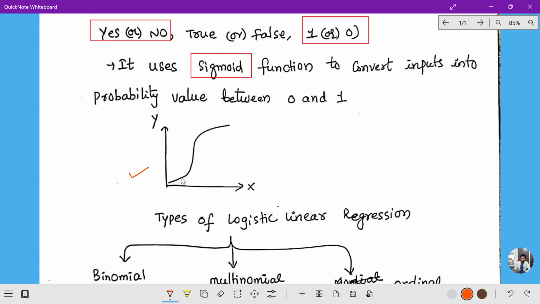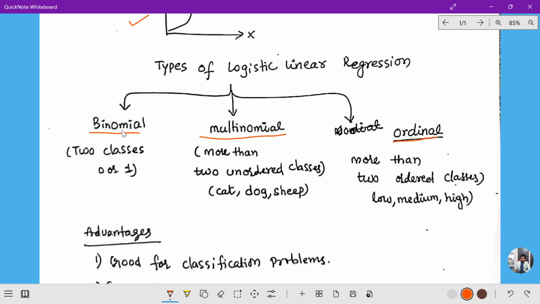There are three types of logistic regression: first one is binomial, second one is multinomial, and third one is ordinal. What does binomial mean? It uses two classes, either 0 or 1. In multinomial, it uses more than two unordered classes. More than 2 means it starts from 3, something like cat, dog, sheep. These are called unordered classes.